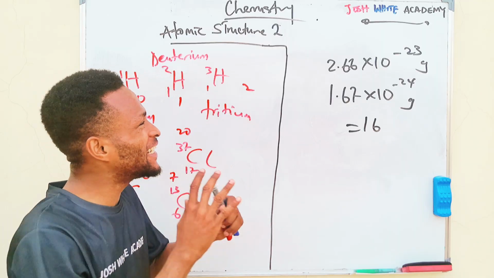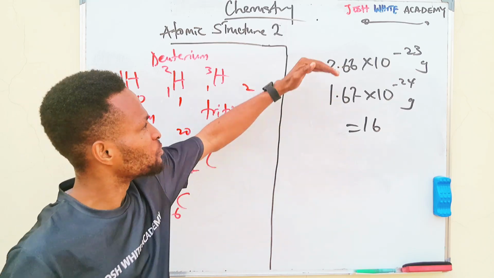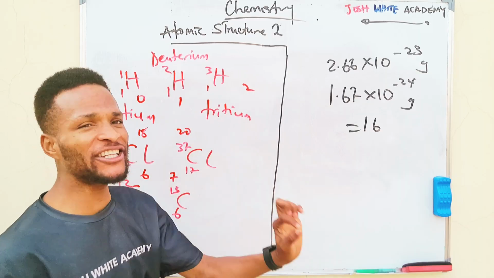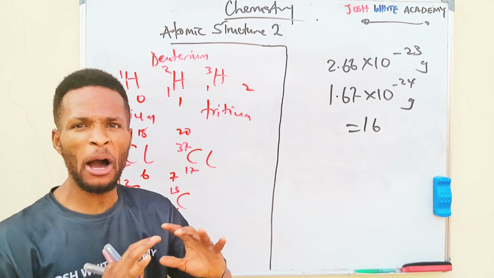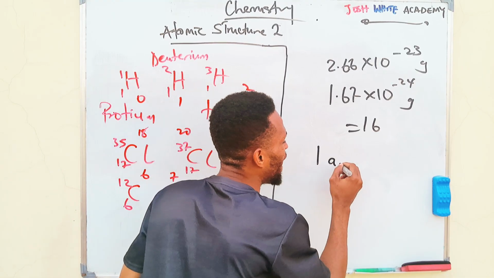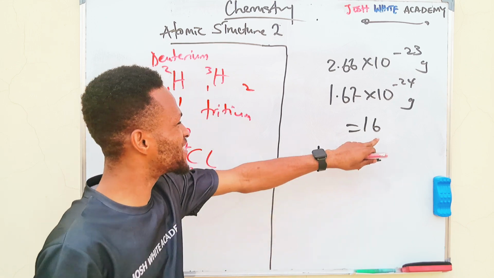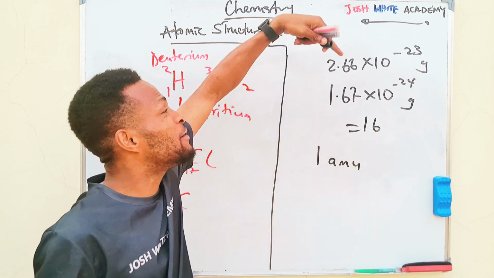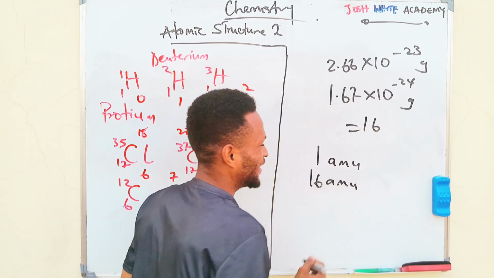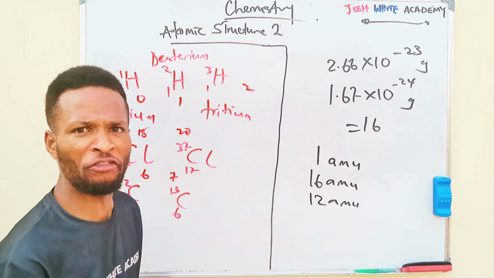Please take note that relative atomic mass does not bear a unit, because it's a ratio of a mass to a mass. So gram always cancels gram. So at those times, hydrogen was used as a reference point. Hydrogen is given what we call 1 AMU, 1 atomic mass unit. That means oxygen, which is 16 times heavier than hydrogen, was given 16 AMU. That means carbon will be given 12 AMU, and so on and so forth.